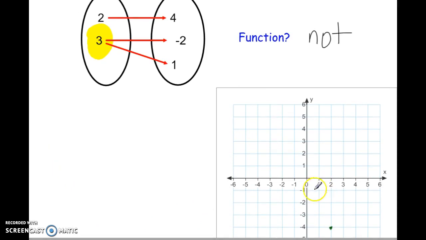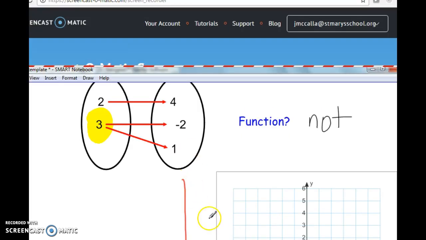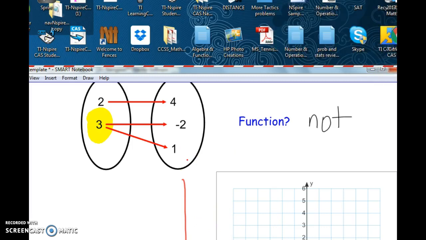3, -2 is here, and then 3, 1 is here. The problem is that you're kind of doing a vertical line test. I'm just going to draw a vertical line. It's an imaginary line that you're drawing across to get that.